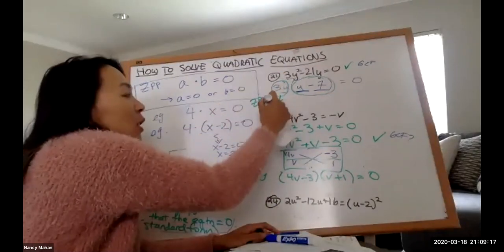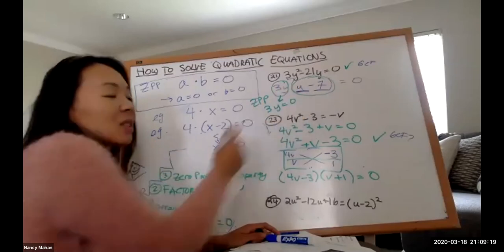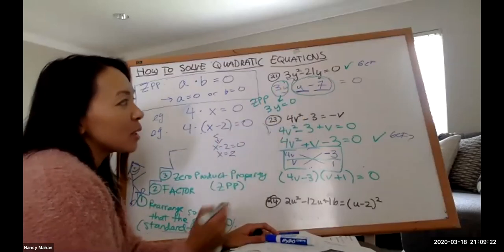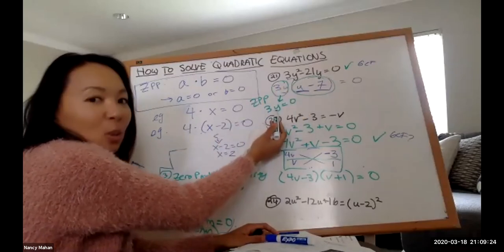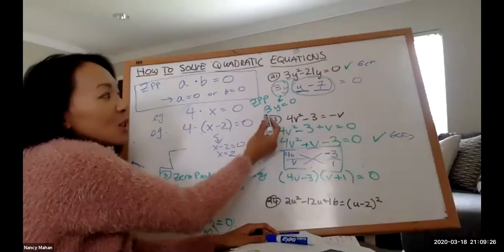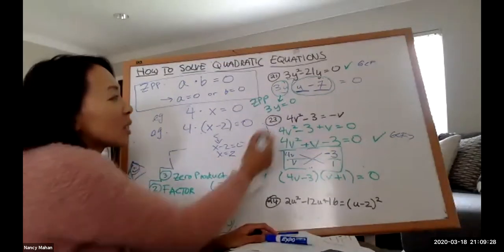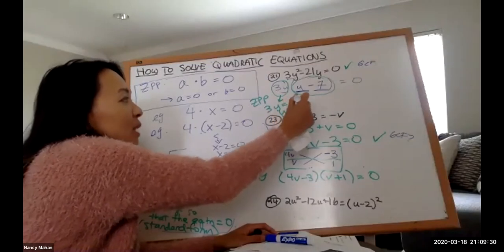So therefore, 3y must equal 0. Well, if 3y must equal 0, let's solve for y. How do you get y to sit by itself? You divide both sides by 3. So you divide both sides by 3, and you get y must equal 0.